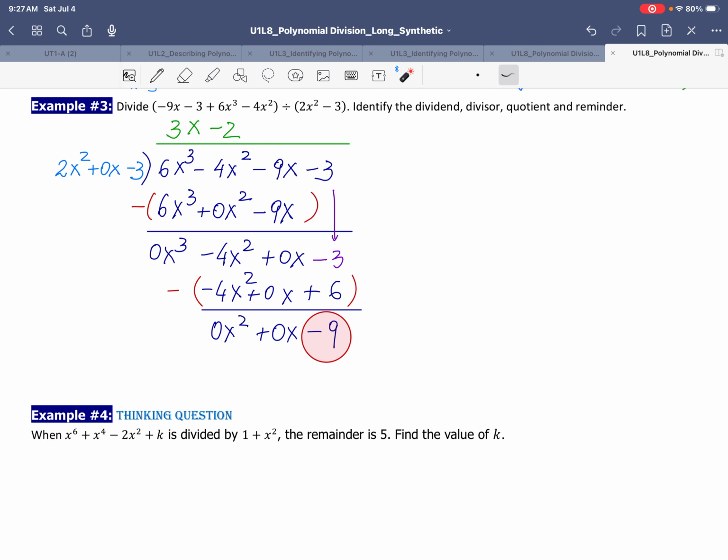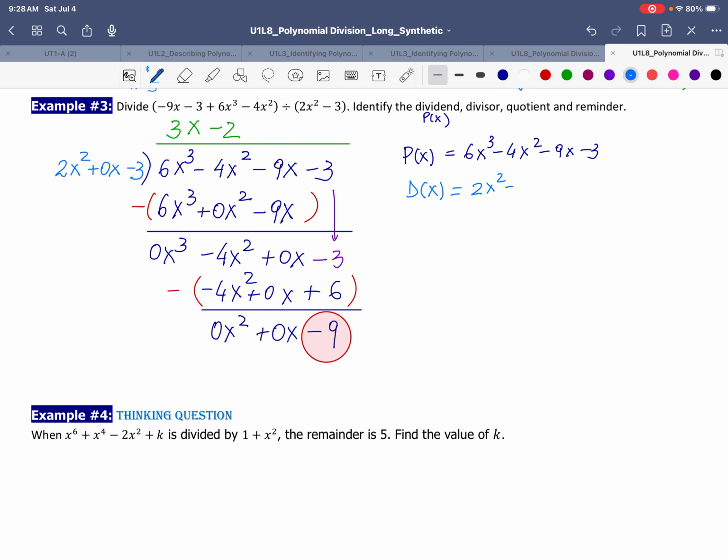Now we have to identify the dividend. So the dividend, P of x, is equal to 6x cubed minus 4x squared minus 9x minus 3. Now, next we have to identify the divisor. So D of x equals 2x squared minus 3. Now, the quotient Q of x is the answer, 3x minus 2. And the remainder, in our case, would be equal to a constant of negative 9.